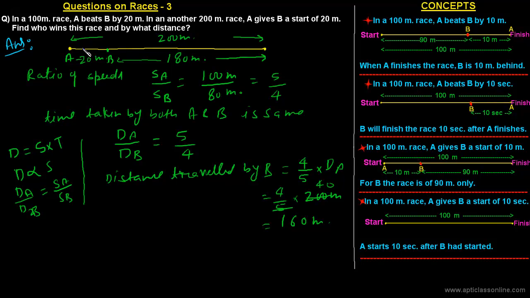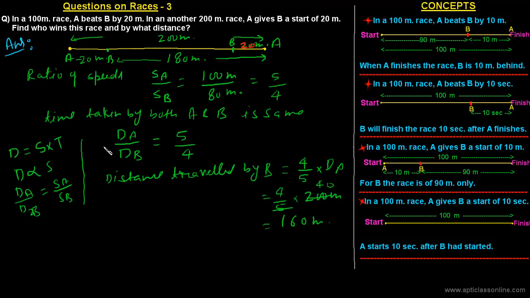So in the race of 200 meters, when A has reached the finish point, A has finished the race, B has traveled a distance of 160 meters. But since B was standing 20 meters ahead of A, and for B the race was of 180 meters only, out of which B has traveled 160 meters, that means when A finishes the race, B is 20 meters behind. This is a very important point to note.